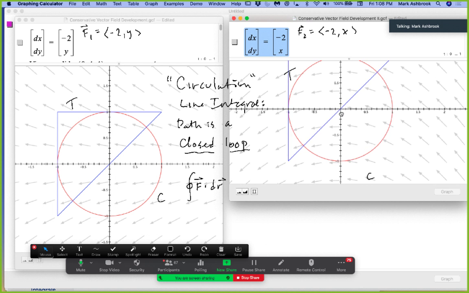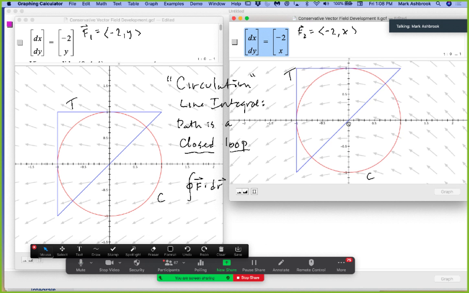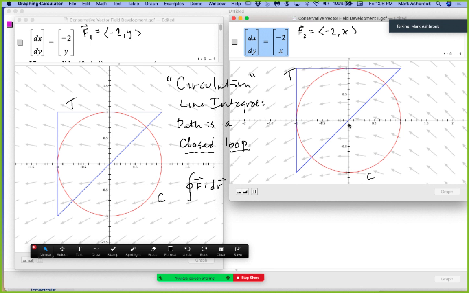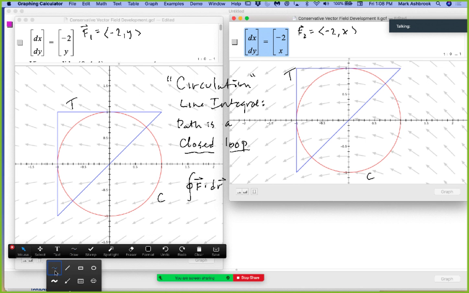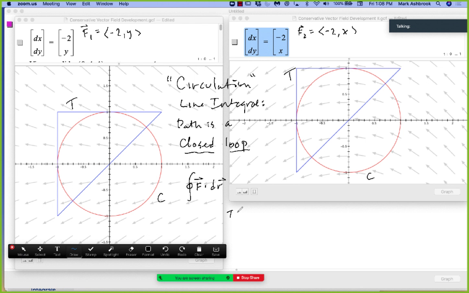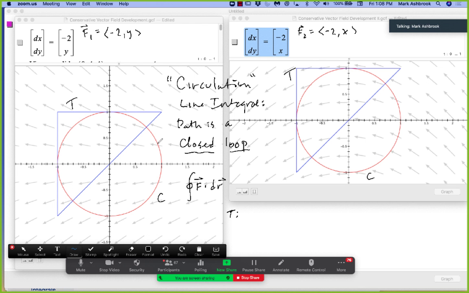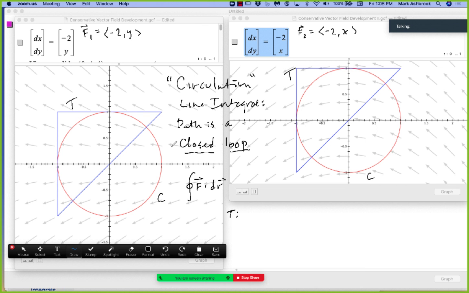So what will our overall approach be when it comes to parameterizing the triangular loop? Could we set y equal to t? And then will that be true for the whole way? Would we have to separate it into 3 integrals?